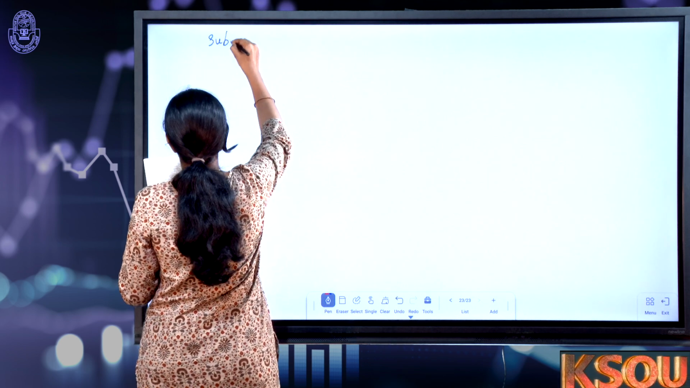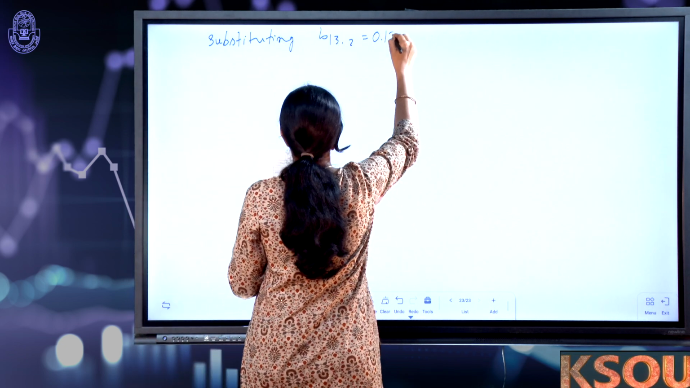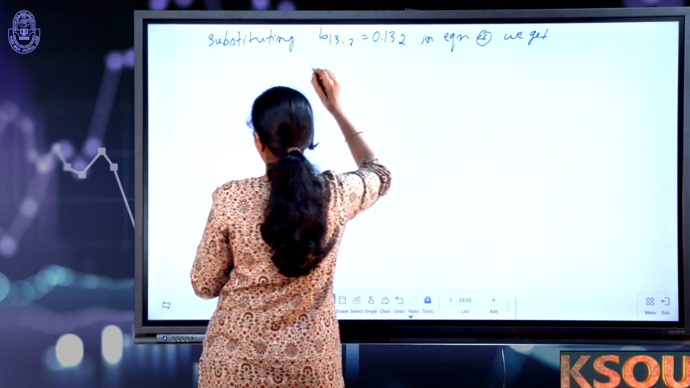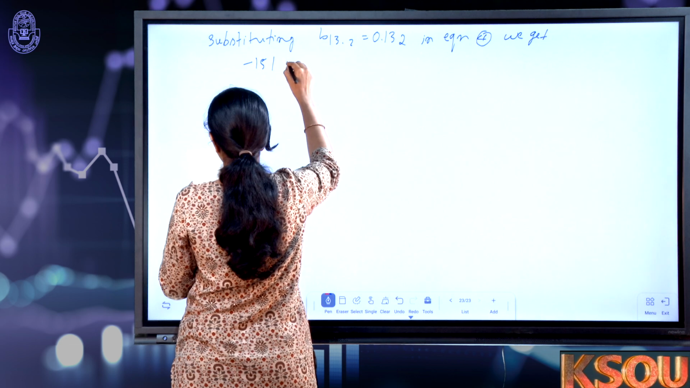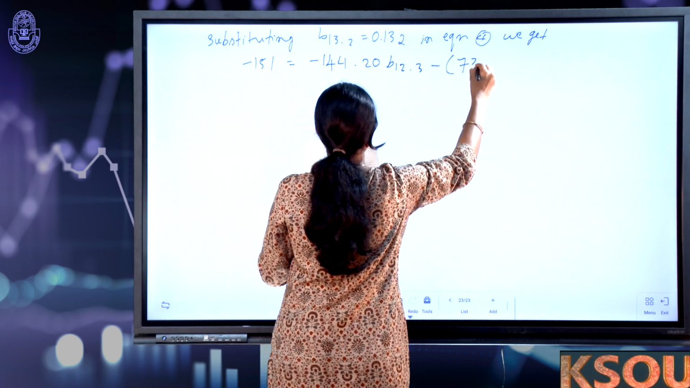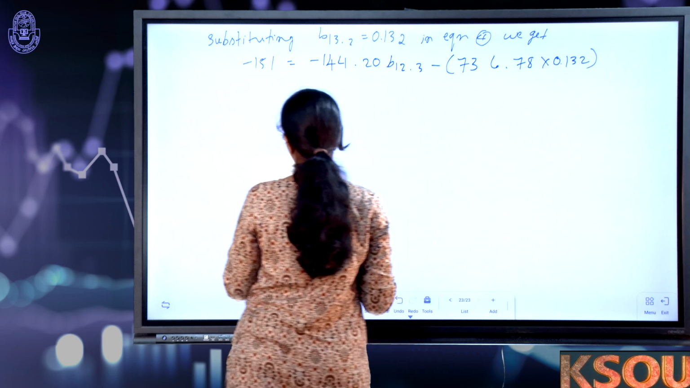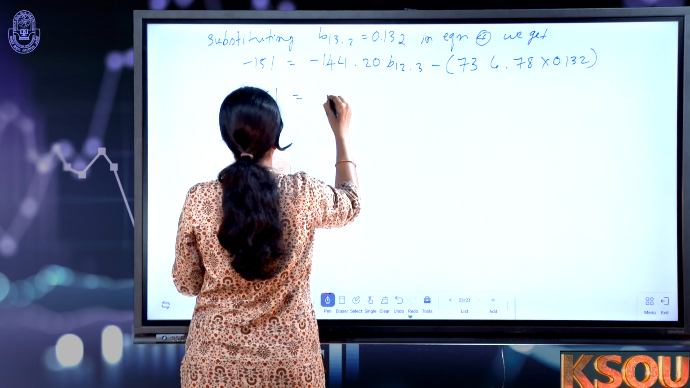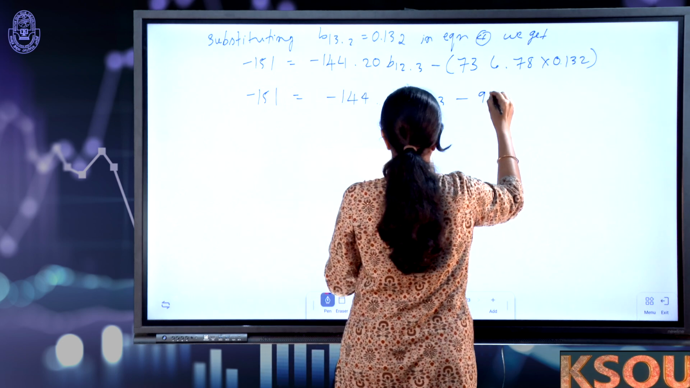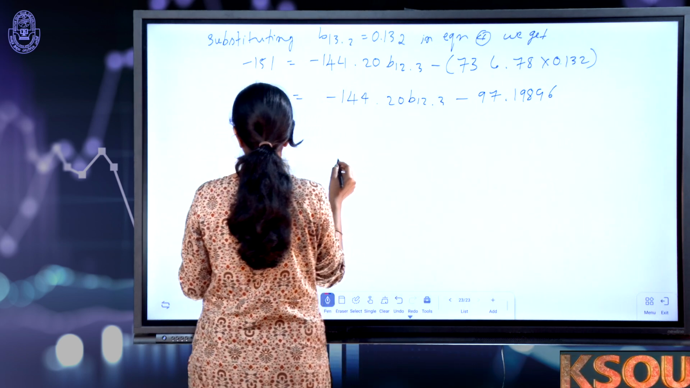Okay, so substitute B13.2 is equal to 0.132 in equation 4. We get minus 151 is equal to minus 144.20 B12.3 minus of 736.78. Here you can substitute B13.2, that is 0.132. So minus 144.20 B12.3 minus 97.19896. So here you can take this value into here.